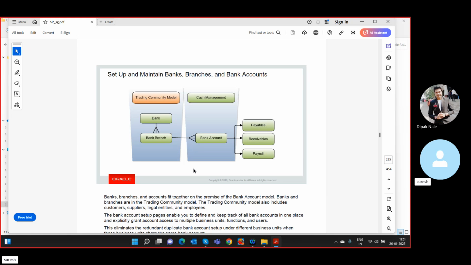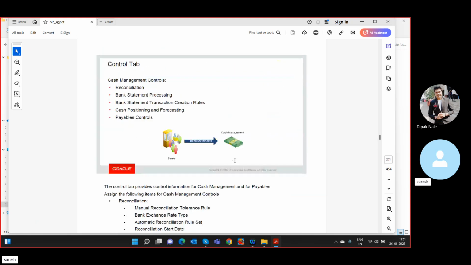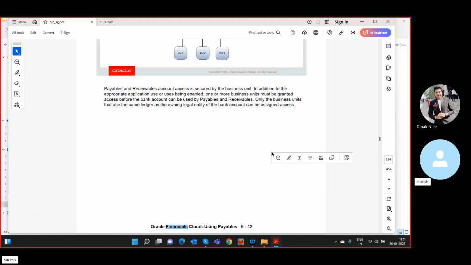But in AR, the difference is that debit memo is positive and credit memo is negative. Bank branches and everything: now we can create them in cash management. Only the supplier bank we can create here.